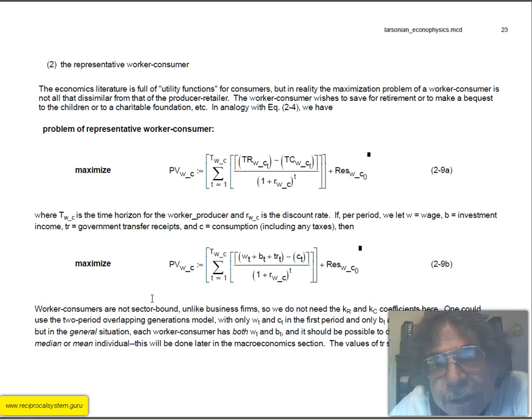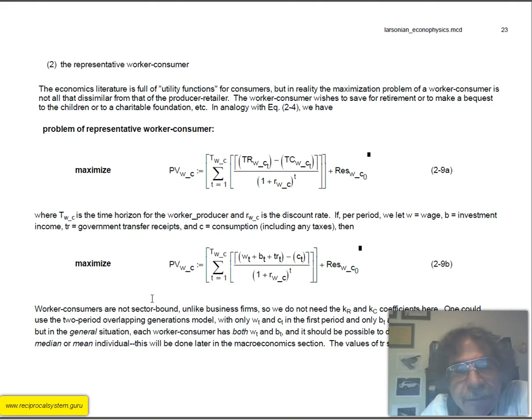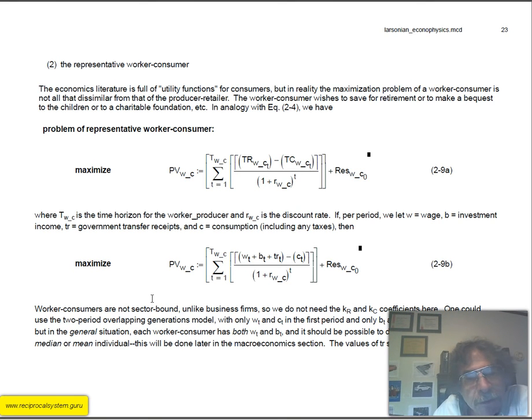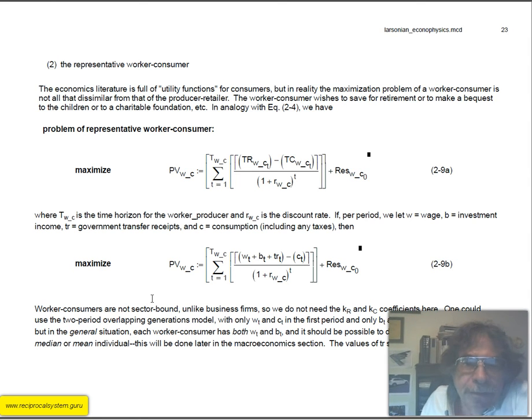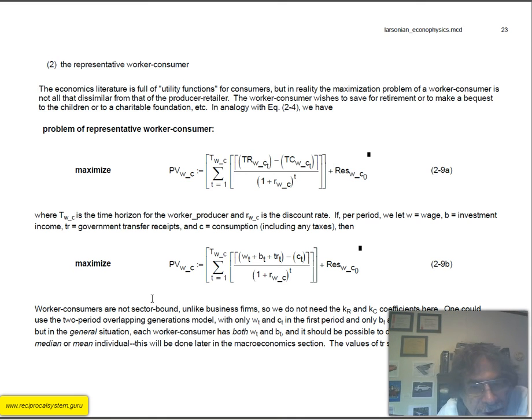Okay, so the economics literature is full of, quote, utility functions for consumers, but in reality, the maximization problem of a worker consumer is not all that dissimilar from that of the producer-retailer. The worker-consumer wishes to save for retirement, or to make a bequest to the children, or to a charitable foundation, etc. In analogy with equation 2-4, we have the problem: a representative worker consumer maximizes the following function.